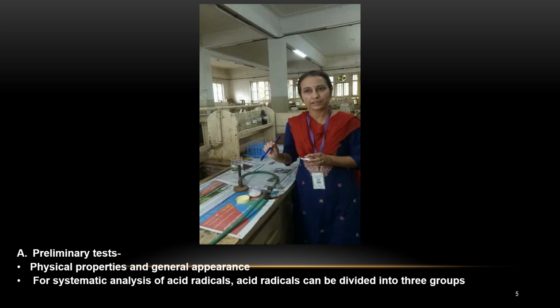Group 3 radicals, or special group 3, do not give a positive test with dilute H2SO4 or concentrated H2SO4. These group 3 radicals require special tests, and the radicals of group 3 are sulfate and phosphate. Let us now discuss these tests in detail one by one.